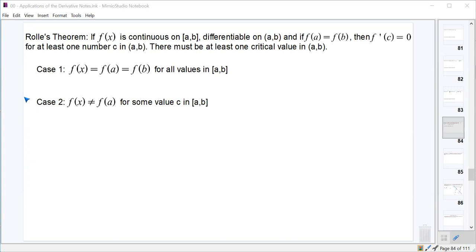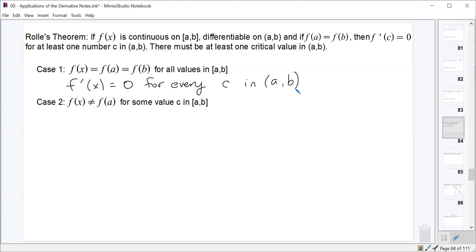The first is that the function f of x just equals f of a, which is equal to f of b, for all of the values on a to b. In other words, this is just a constant function, right? It's just a horizontal line. And if that were the case, then the derivative would equal 0 at every single place on this interval from a to b. So you can just say f prime of x equals 0 for every c in the interval from a to b. So that proves it when it's just a constant function.